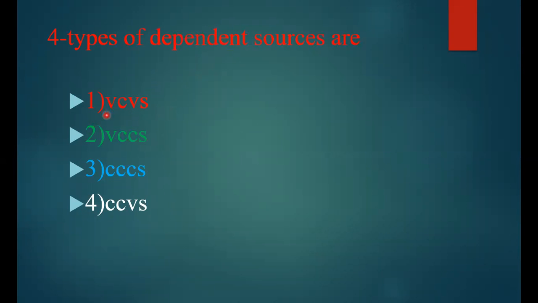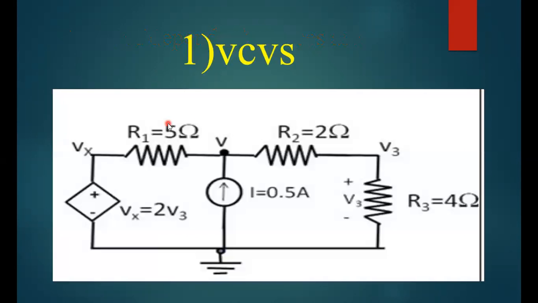Voltage controlled voltage source, voltage controlled current source, current controlled current source, and current controlled voltage source. Here, this is the voltage controlled voltage source. This voltage source depends on the voltage drop across the resistor R3, so it is called a voltage dependent voltage source or voltage controlled voltage source. Its voltage is controlled by the voltage drop across the R3 resistor.